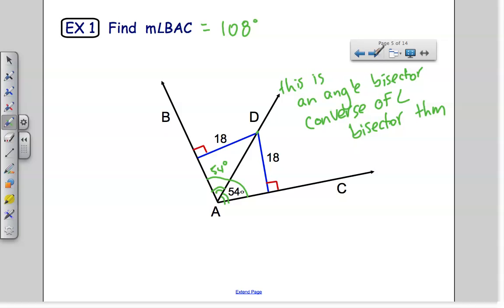Okay? So with the converse angle bisector theorem, I knew that this was an angle bisector because it was equidistant to the sides, and I could use that to find our angle measure.